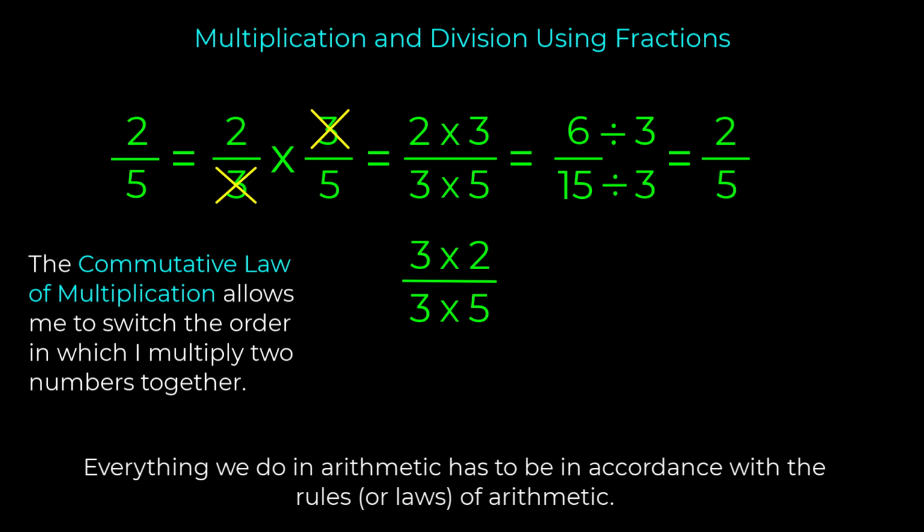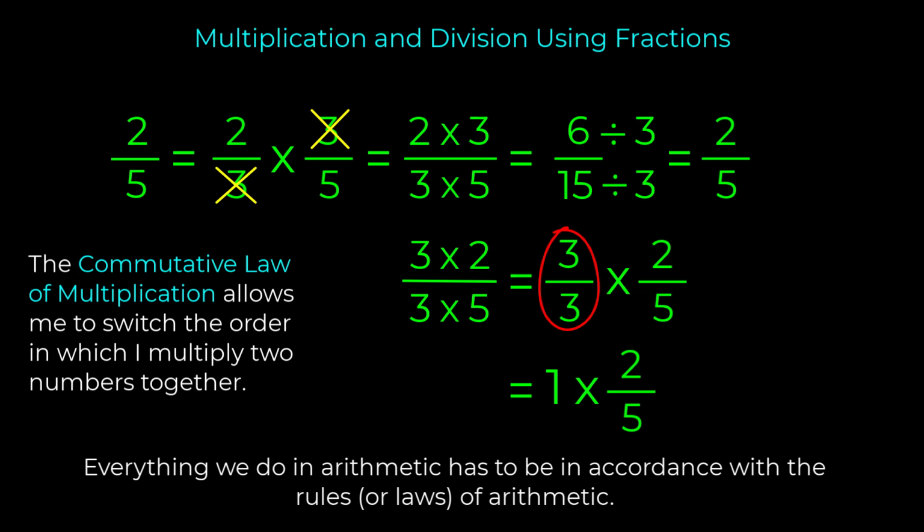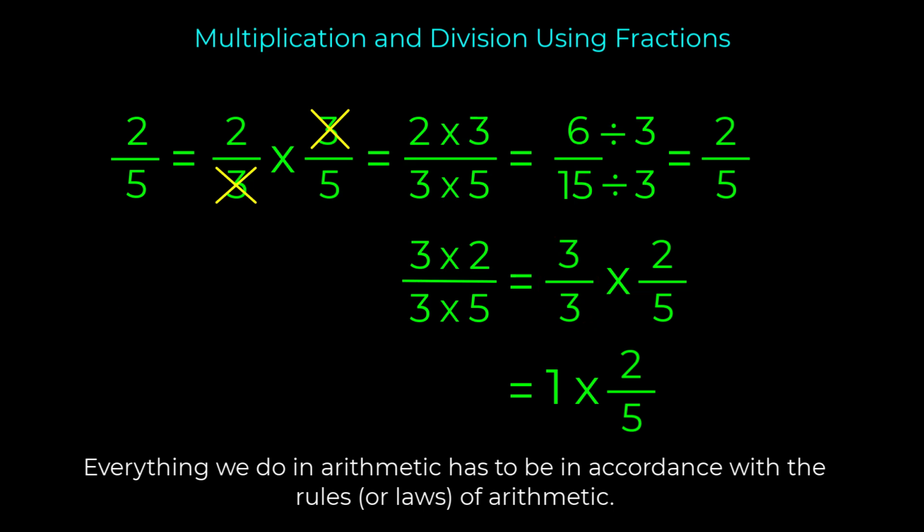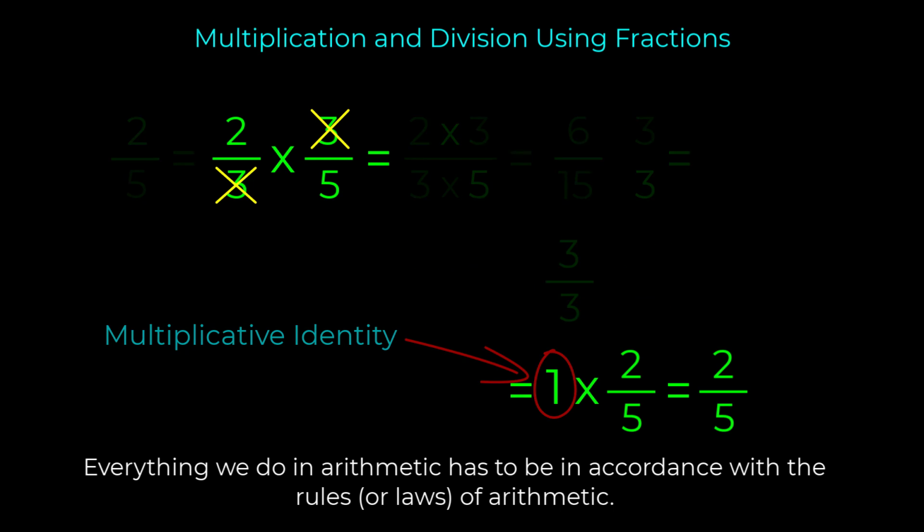Now my expression is a little bit different. It is equivalent to 3 over 3 times 2 over 5. But 3 over 3 is simply equal to 1. My expression is now 1 times 2 over 5. 1 is the multiplicative identity. When you multiply any number by 1, you simply get that number. So 1 times 2 over 5 is simply 2 over 5.